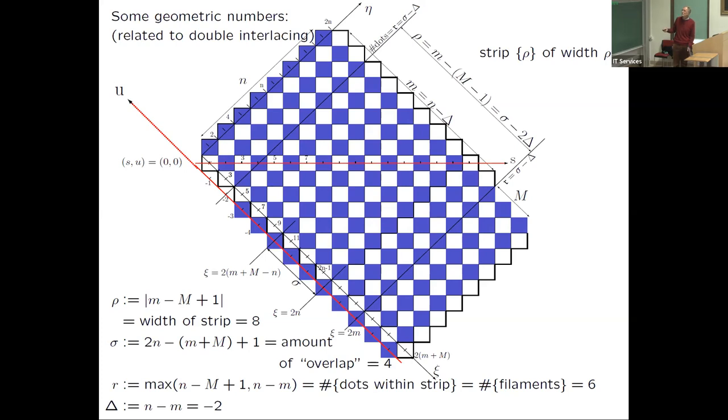Then there's something called the sigma, which is an amount of overlap. Suppose that you would take this, you would complete the square, and on that side you would complete the square, and you would ignore those cuts. It would tell you how much the two overlap. Then you also have another number, r, which, you will see in the next slide, will be the number of dots on the lines which are within the strip. That's this r.